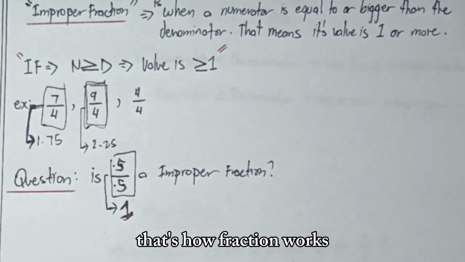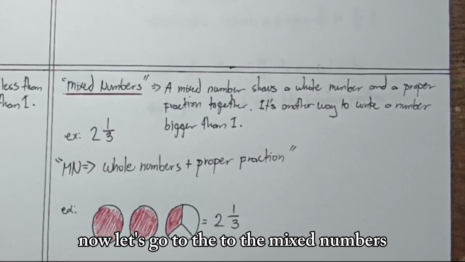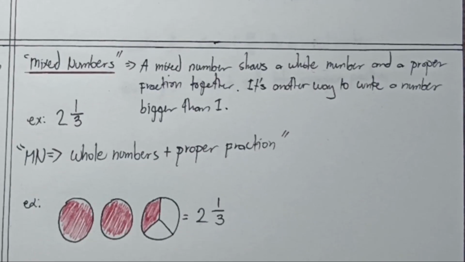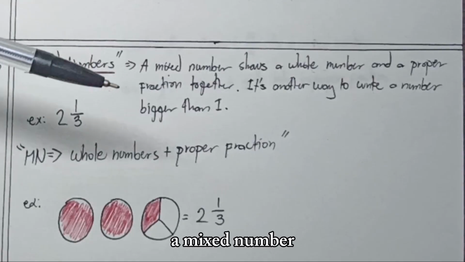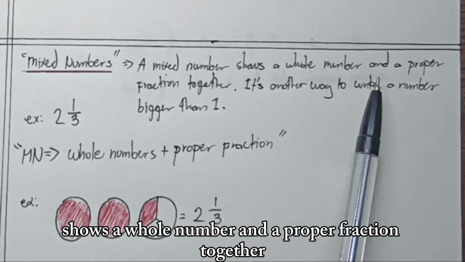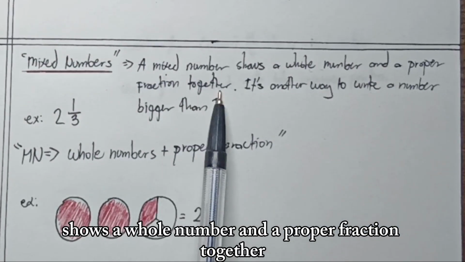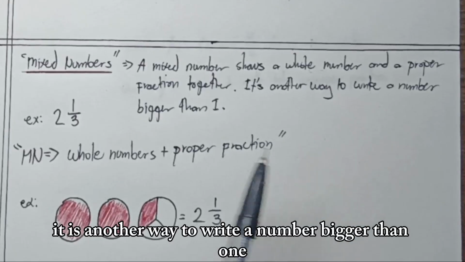That's how fractions work. Now, let's go to the mixed numbers. A mixed number shows a whole number and a proper fraction together. It is another way to write a number bigger than 1.